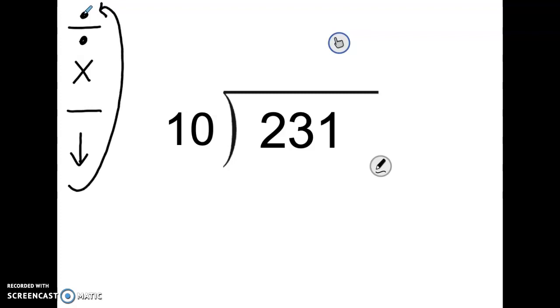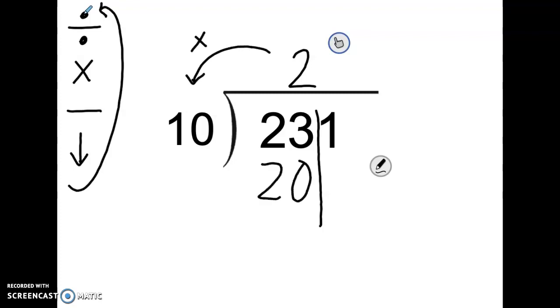So the first thing we're going to do is look at our division, and we're going to look at the 23. So if I have 23, I want to think of how many groups of 10 I could make. I can make 2 groups of 10, so I line that up above my 3. I multiply the 2 and the 10 to get 20. Subtract to get 3, and then bring down the 1. And then I'll repeat those steps.